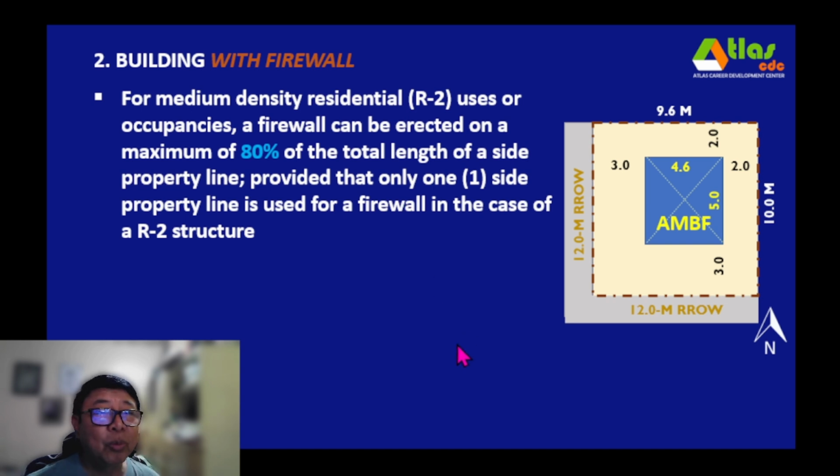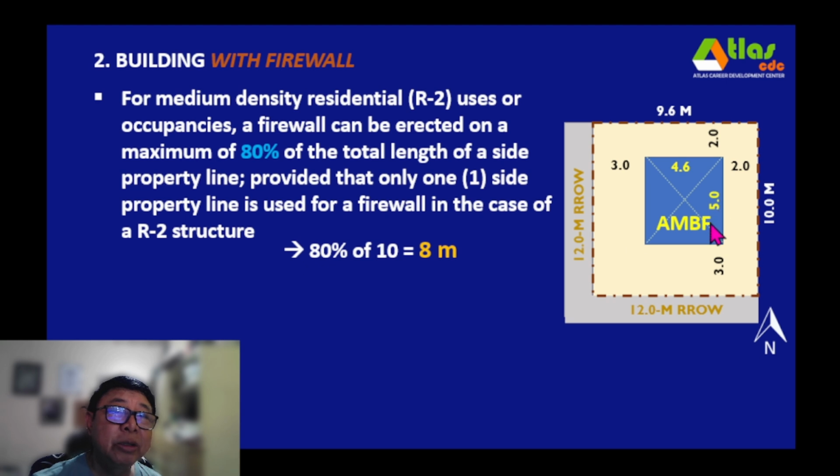So we compute first the maximum length of the firewall. 80% of 10 meters will give you 8 meters. So our maximum building dimension here is only 5 meters, which means if we add the 0.6 extension here and 0.6 extension here, that will only be 6.2 meters length for the firewall based on this 5 meters dimension, and that is less than the maximum length allowable of 8 meters. So which means that we can provide a firewall there, it will be okay.